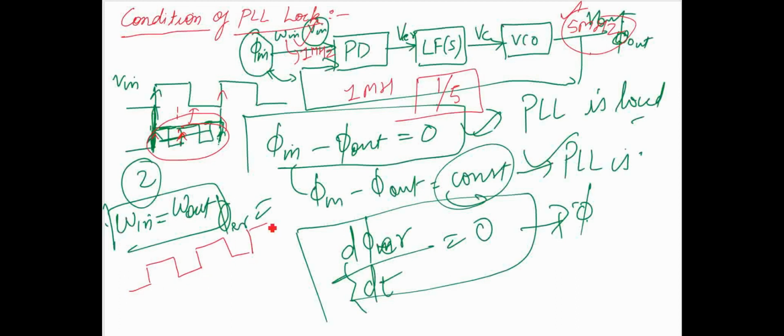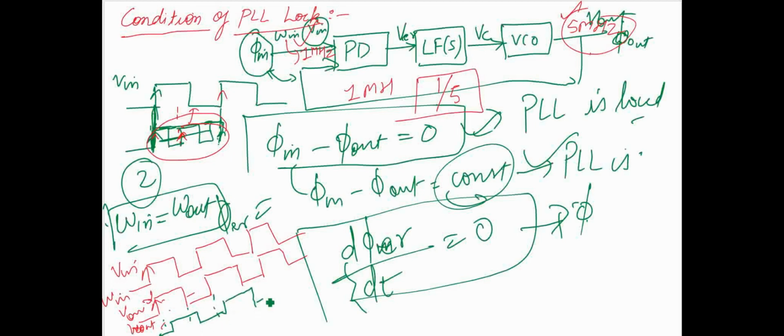Now let's draw at the input. This is a 1 megahertz frequency, that is V in, and then you get the output also the same. Now you can compare. This is omega in, and this waveform is V out, with omega out equal to omega in. Or this waveform can be like this also, where the frequency is the same but it is shifted by some amount.